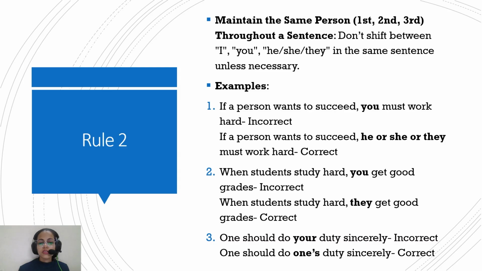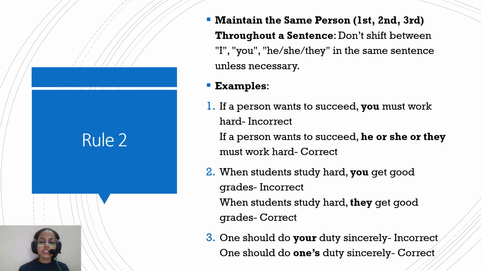Okay. So if a boy wants to succeed, he should work hard. If a girl wants to succeed, she should work hard. If a person wants to succeed, they should work hard. Okay, you understand? When students study hard, you get good grades? Of course not. When students study hard, they get good grades.